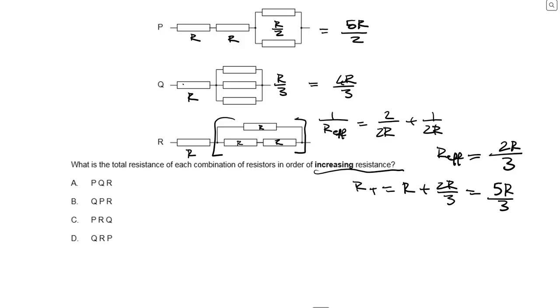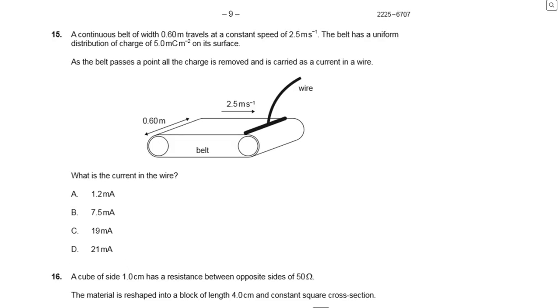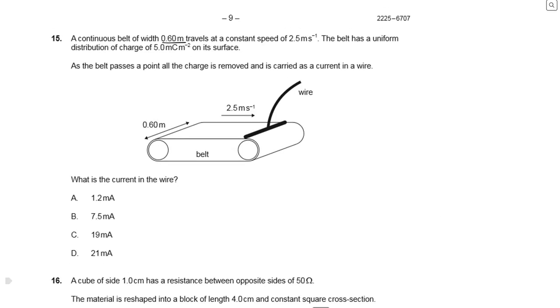Increasing. Okay, so our lowest should be first. So Q is first, then we have this, which is slightly larger, so that is R, and then P is slightly the largest. So that is D, right? Yep.